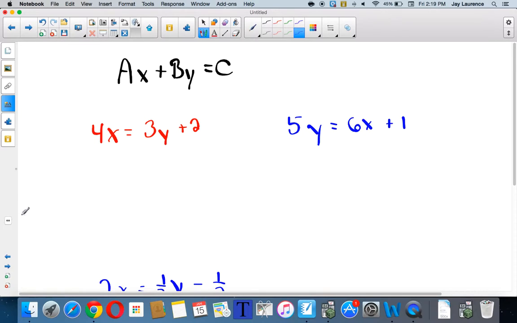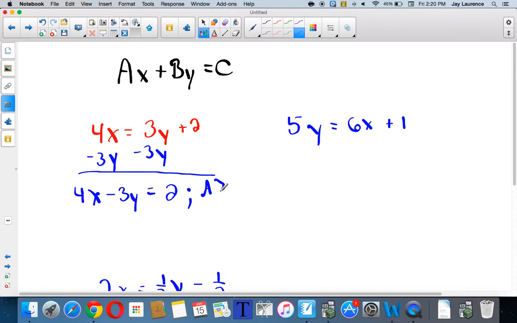So I look at this and I notice that the 4x is on one side all by itself, but the 3y isn't in the right place. So I'm going to subtract 3y from both sides, and I will get 4x - 3y, because they're not like terms, and that'll equal 2. And now I'm in standard form with integer coefficients because a is greater than 0.